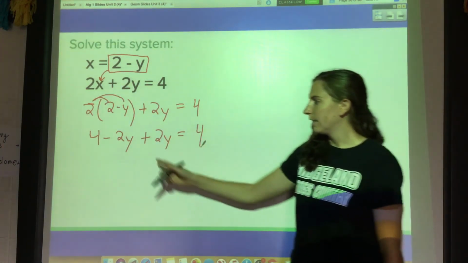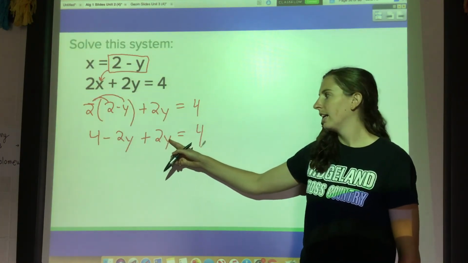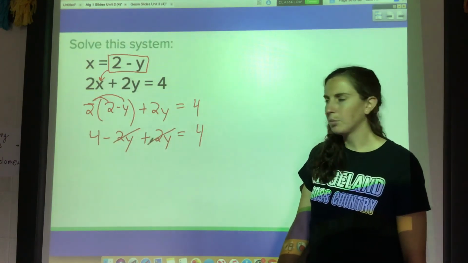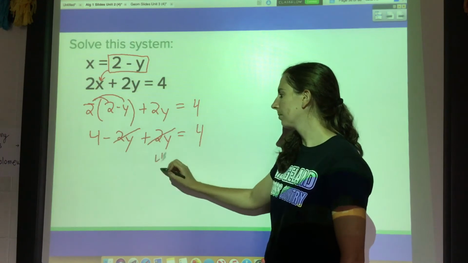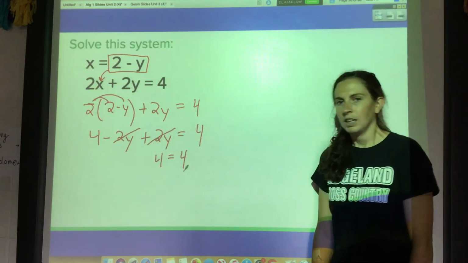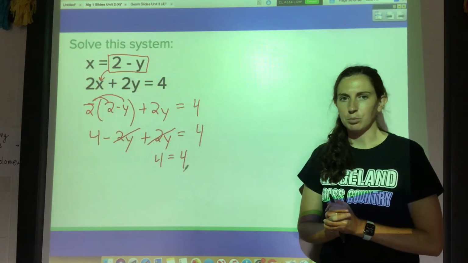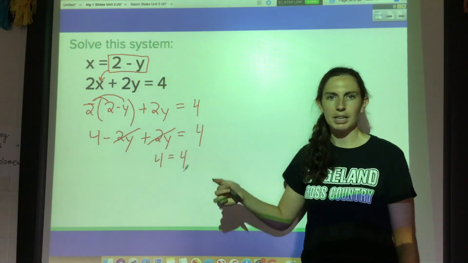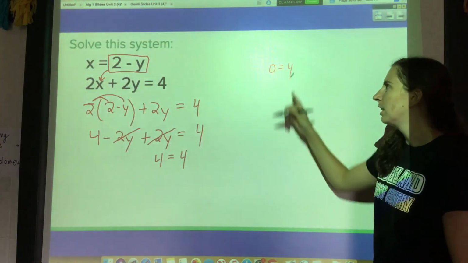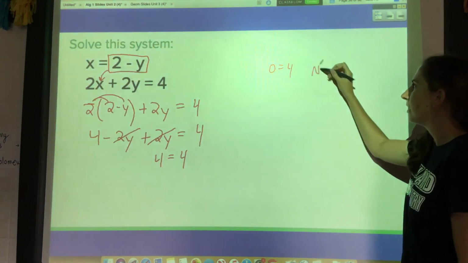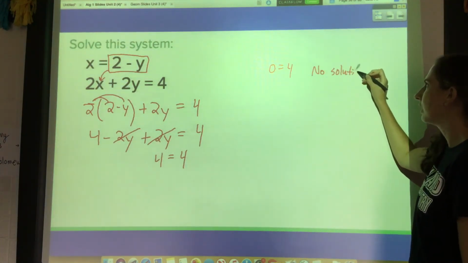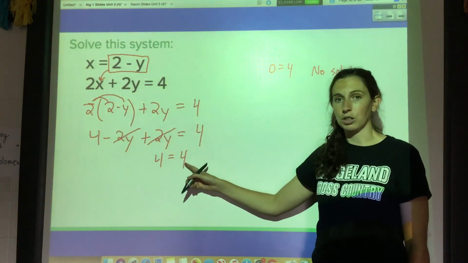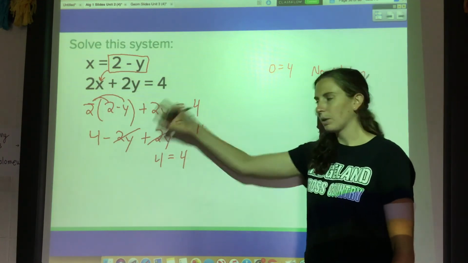And then -2y and +2y cancel each other out, leaving just 0. And so what I end up with is 4 equals 4. So this is exactly like the elimination problems. If you ever end up with something that is not true, but all the variables are eliminated, something like 0 equals 4, that means there's no solution. There's actually nothing that will work to make them true. But in this case, we got down to something that is true. 4 does equal 4, it's just that all my variables are gone.